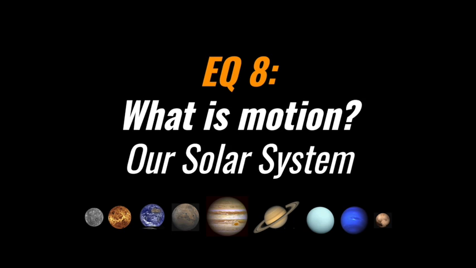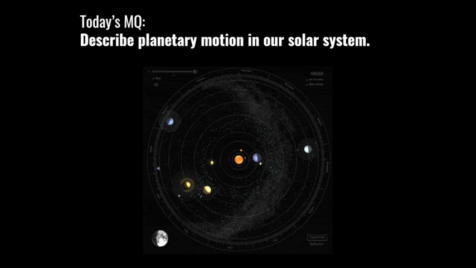Today I'm going to go through a couple videos that I want you to watch on YouTube to think about different ways that our planets are in motion. And then you can choose which way you want to answer today's question, which is: describe planetary motion in our solar system. So I want you to take whatever you can from these lessons here and think about motion in our solar system. And you can focus on all the planets.